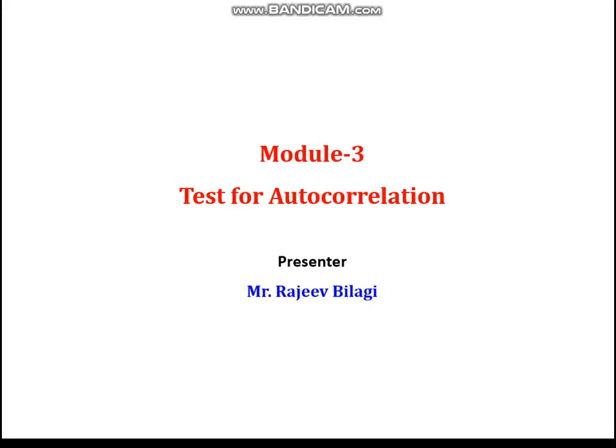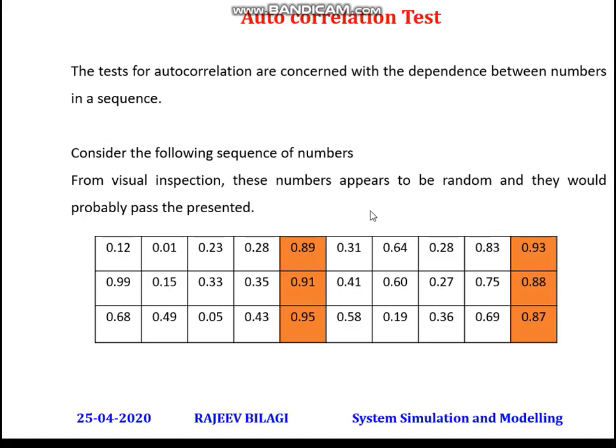Videos. We have talked about two different techniques with respect to the frequency test and with respect to the testing of independence. So there are two tests. One is the chi-square test for uniformity, and another one is the runs up and down test for checking the independence. Now we are going to talk about another testing technique, which is called the autocorrelation test, which is basically concerned with the dependency between two different random numbers in a given sequence.